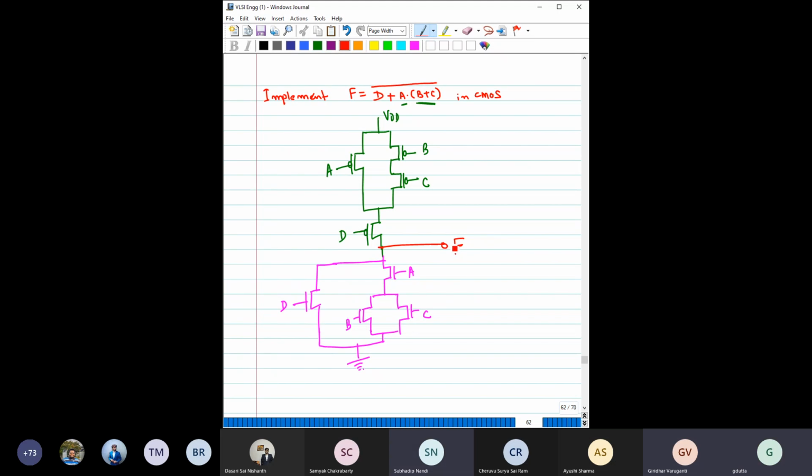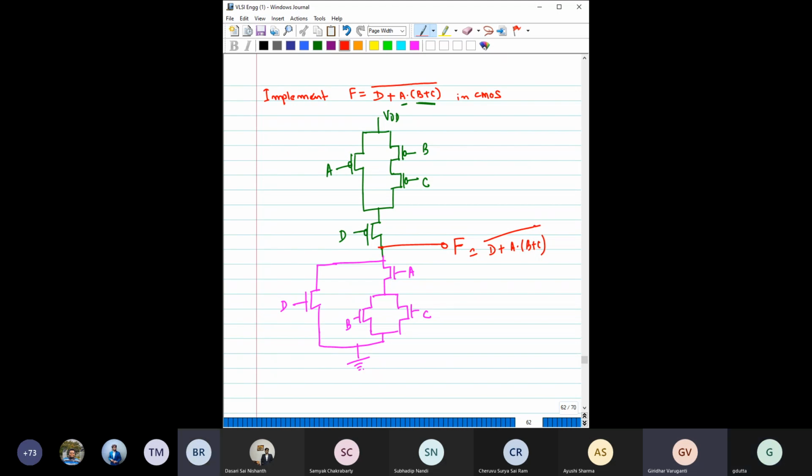Yes. The result would be F. This F itself is the complement. F is this. So if you want this F bar, then we have to use another inverter. Means if you want to get D plus A dot BC without this bar, then you have to use an inverter after that. Otherwise, this would give you this only: D plus A dot B plus C, whole bar.